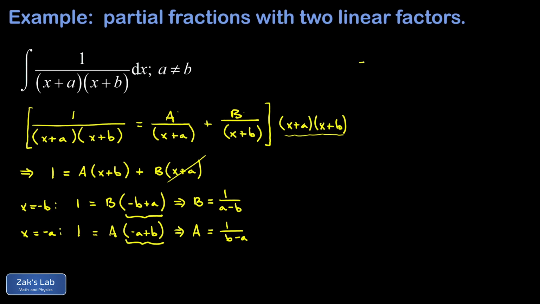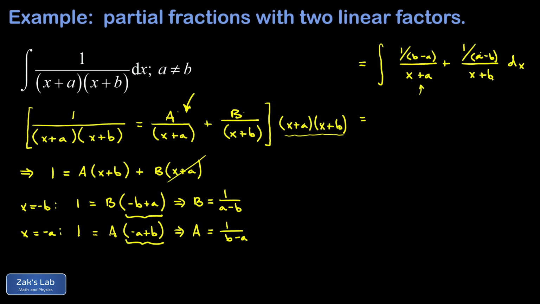And now I can look at my original integral and rewrite it with this partial fractions decomposition. So big A was 1 over b minus a. And in our partial fractions decomposition, big A was in the numerator, x plus little a in the denominator. And then similar for big B. Big B is 1 over the quantity a minus b. And that was the numerator for this second fraction with a denominator of x plus little b and dx.